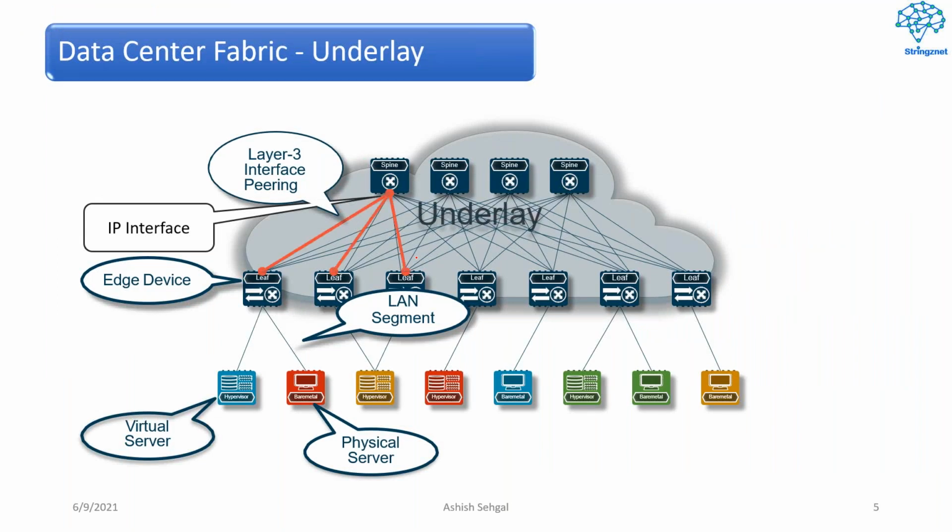When it comes to underlay, let us understand the underlay terminologies which we normally use. In an underlay network, the devices to which our servers, maybe virtual servers or physical servers, are connected, as per the classical network, are known as edge devices. The segment in which they are connected is known as the LAN segment. And the connectivity is, of course, based on IP interfaces. As I said, you need to run a layer 3 routing protocol to ensure the reachability of all the devices, which will suffice the need of having underlay.